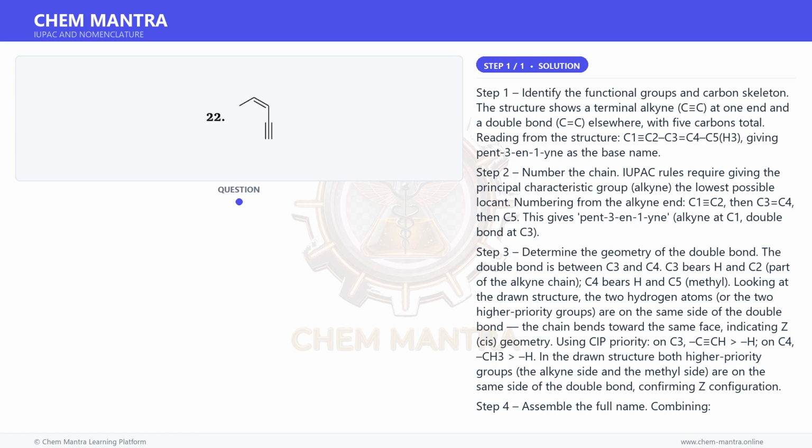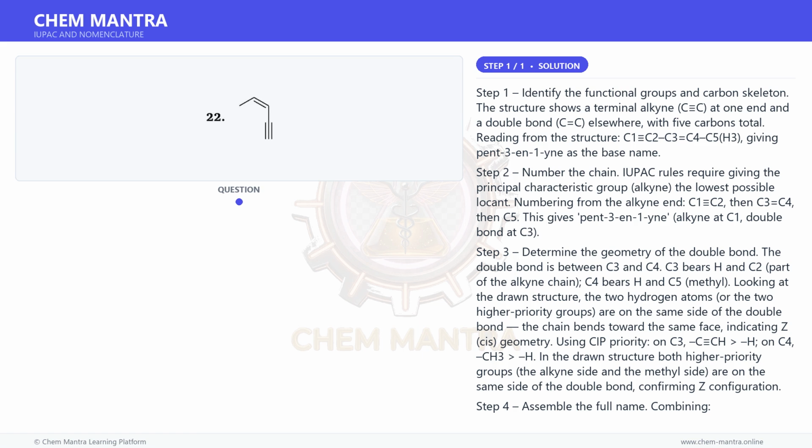Step 3. Determine the geometry of the double bond. The double bond is between C3 and C4. C3 bears H and C2, part of the alkyne chain. C4 bears H and C5, methyl. Looking at the drawn structure, the 2 hydrogen atoms, or the 2 higher priority groups, are on the same side of the double bond. The chain bends toward the same face, indicating Z, cis, geometry.